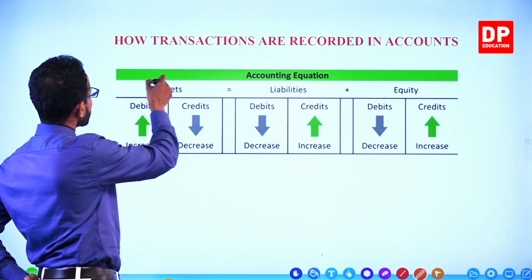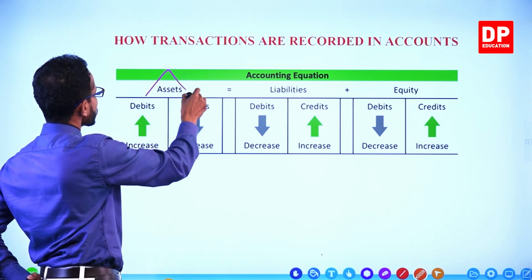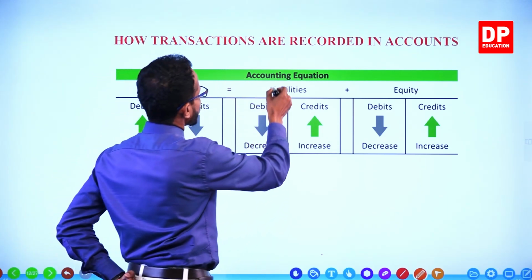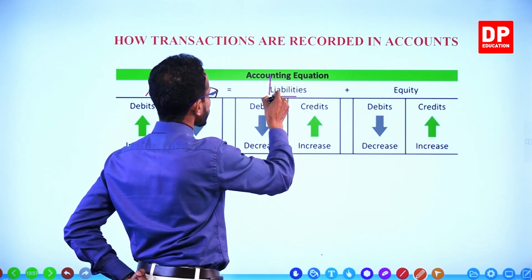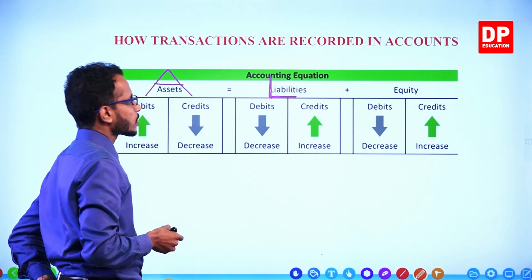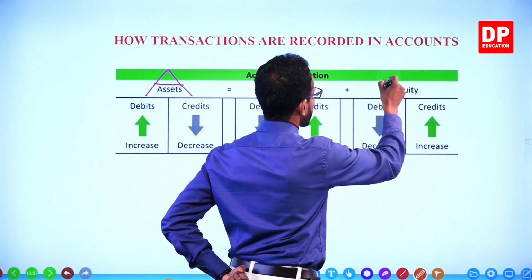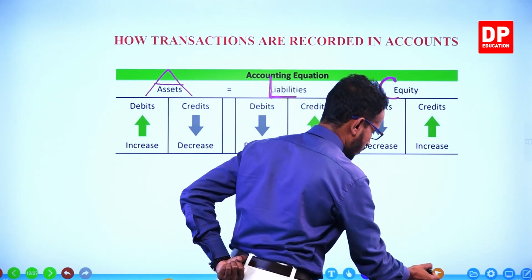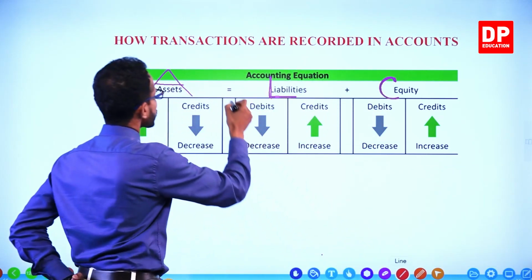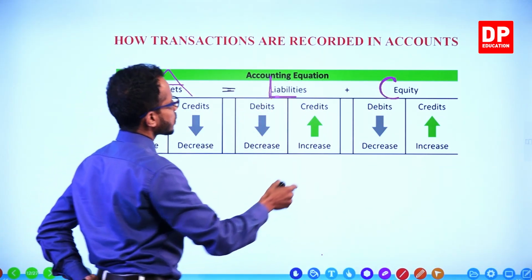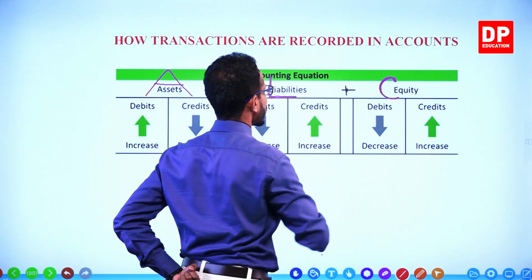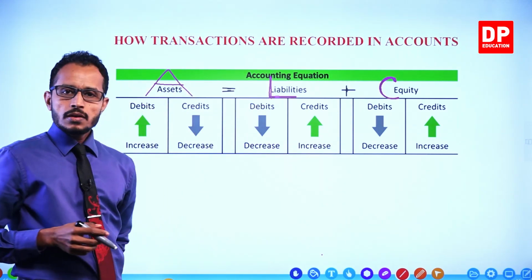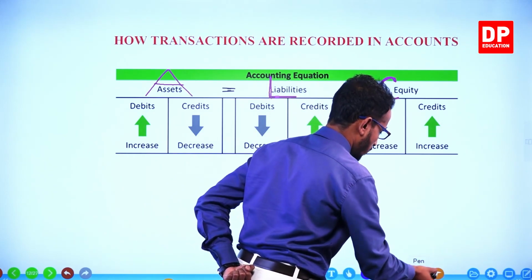We have assets here. Assets equals liabilities plus capital. We say capital or we say equity. Whatever it is, it's the same. Assets equals liabilities plus capital or capital plus liabilities. It's the same. Right?